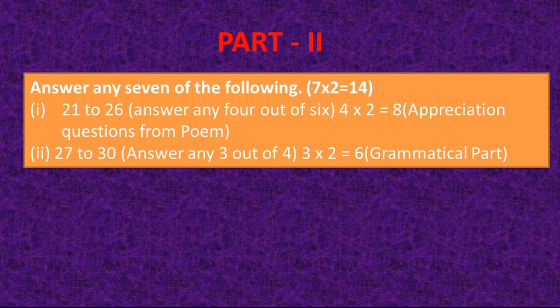Under each poetic line, 2 questions will be given. So you have to answer 4 questions. Totally 8 questions, but they will be in pairs. 4 poetic lines will be given, and under each there will be 2 questions. Like that you have to answer 4 questions. So 4 into 2, 8 marks.